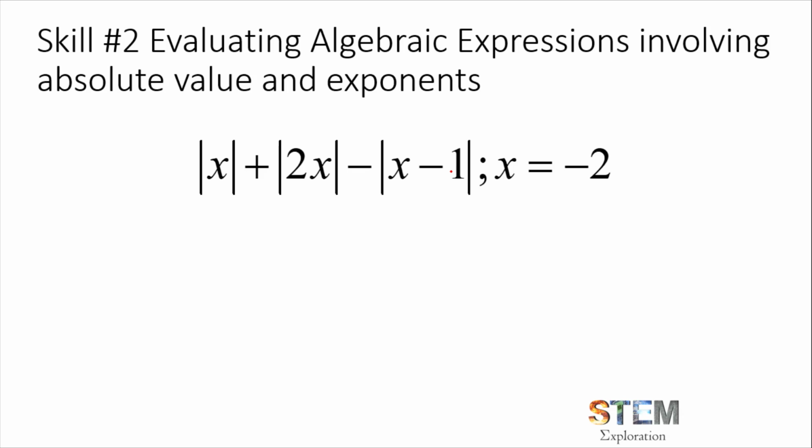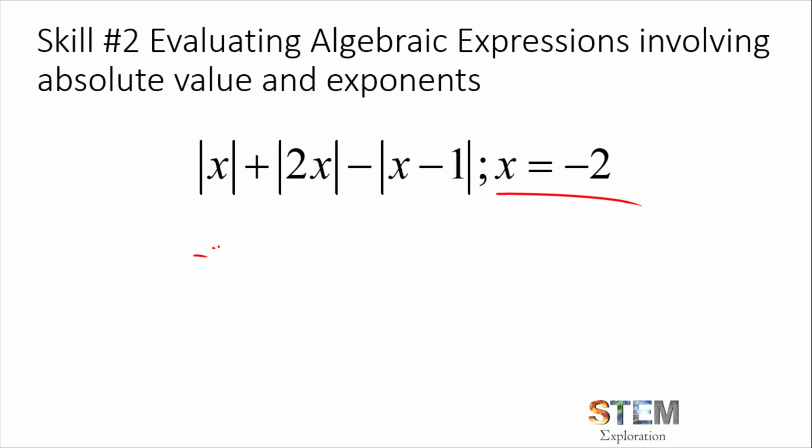But if there isn't anything to do, x minus 1, there's only one variable and one constant. There's not a whole lot you can do here. So in this case, I'm going to just take this negative 2 and start plugging it in because it's absolute value of x plus absolute value of 2x minus the absolute value of x minus 1. And we want to evaluate it when x is equal to negative 2. That's how it would look in your textbook as far as looking at a problem.